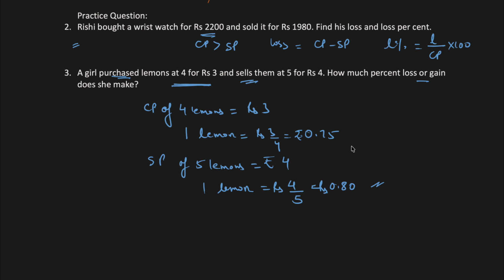SP is more, you can see. So we have here gain. How much is the gain? SP minus CP, calculate. So that will be how much? 0.80 minus 0.75. So which will be 10 minus 5, 5 only, okay, 0.05 is the gain.